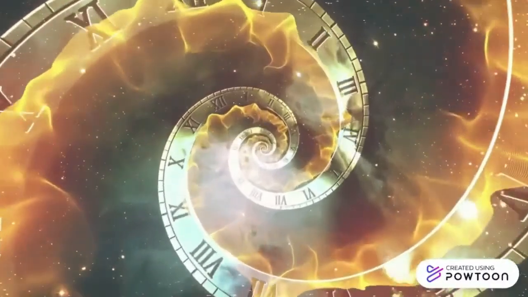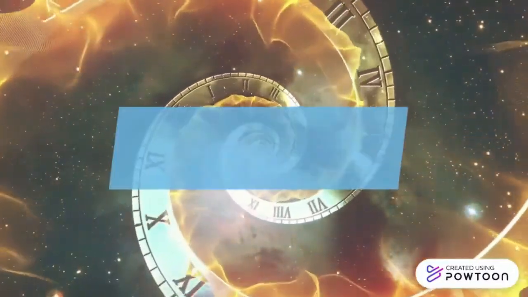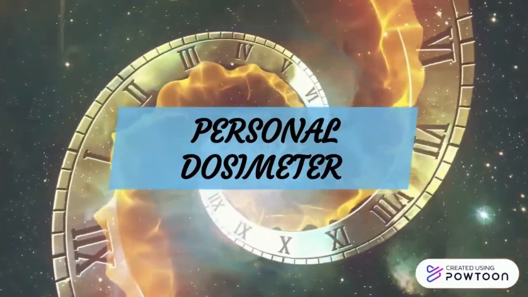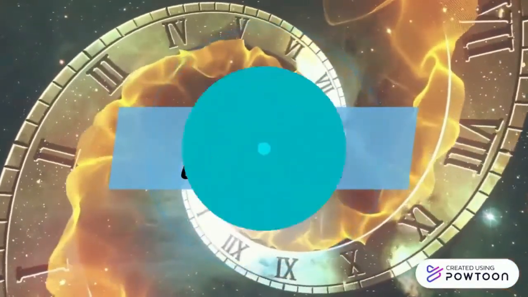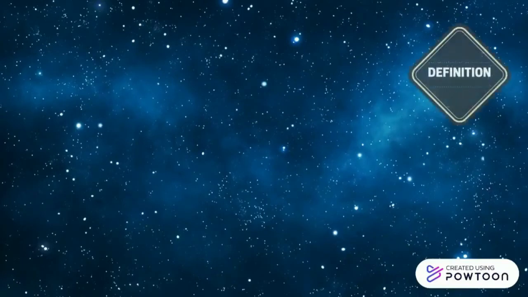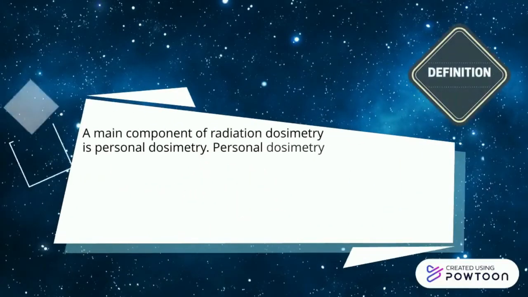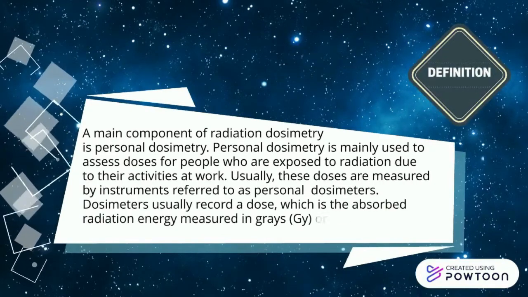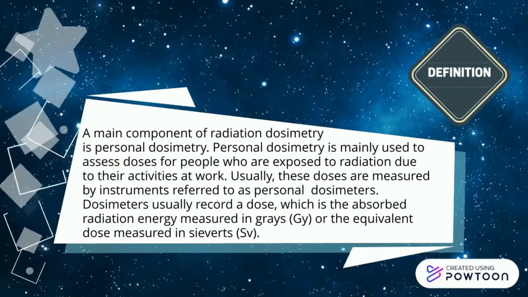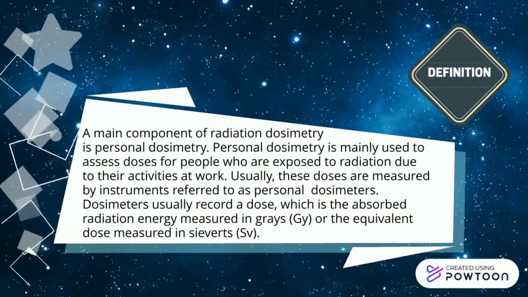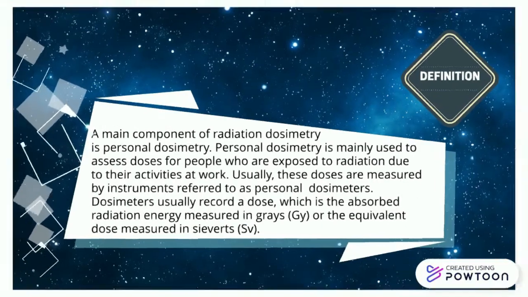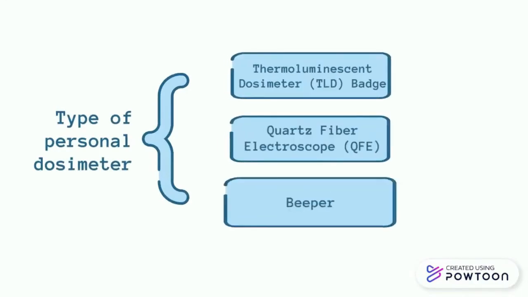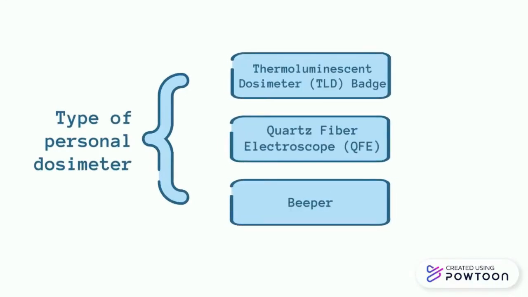Hi, now I'm going to continue from this part, which is the personal dosimeter. Overall, a main component of radiation dosimetry is the personal dosimeter. The personal dosimeter is mainly used to assess doses for people who are exposed to radiation due to their activities at work. Usually, these doses are measured by instruments referred to as personal dosimeters. There are three types of personal dosimeters: thermoluminescent dosimeter badge, quartz fiber electroscope, and beeper. Let's go through these instruments one by one, shall we?